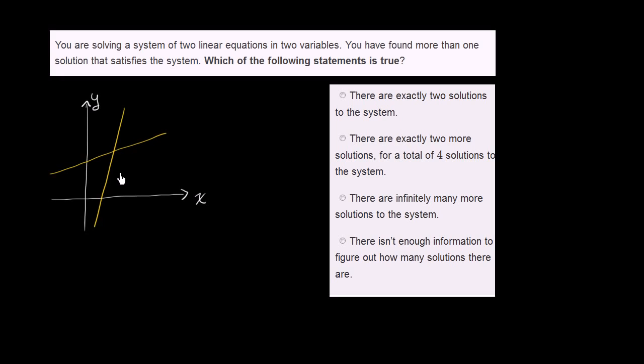The only other scenario is that we're dealing with a situation where both linear equations are essentially the same constraint. They both are essentially representing the same xy relationship. That's the only way that I can have two lines, and this only applies to linear relationships and lines. But the only way that two lines can intersect more than one place is if they intersect everywhere. So in this situation, we know that we must have an infinite number of solutions. So which of these choices say that? This one right here. There are infinitely many more solutions to the system. Right over there.